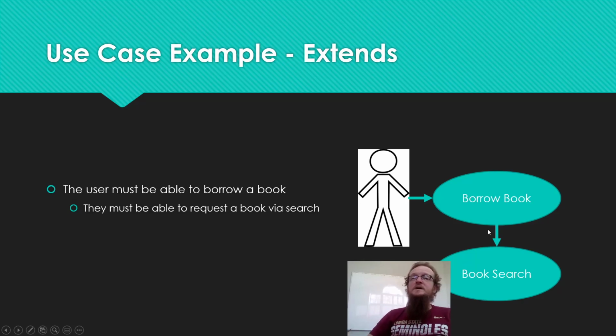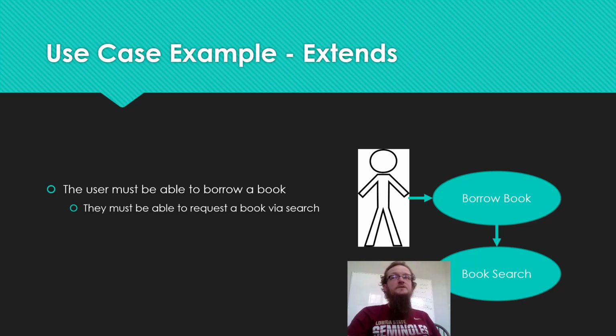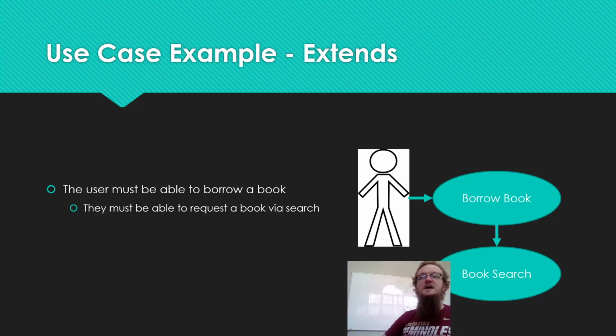So then we can also have extensions. Here what we're saying is we should be able to borrow a book, but potentially that person isn't necessarily going to know what they want to borrow to begin with. They want to be able to browse, they want to be able to search by author, they want to be able to do all of these different things that let them hone in on a specific book that they want to borrow from the library. And so just like we had an includes relationship, we can also have an extends relationship where borrow book calls out to a book search or a book browse feature that allows them to find the book that they want to actually take from the library.